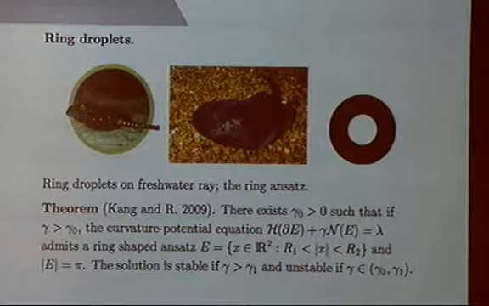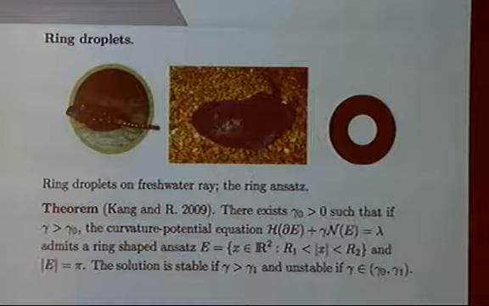The theorem here is that, again, you look at the curvature potential equation in R2. It turns out there is a critical number gamma 0, such that this equation has a solution of this ring shape if and only if gamma is greater than gamma 0. And there's another gamma 1, which is greater than gamma 0, such that if gamma is greater than gamma 1, then you have a stable solution. And if gamma is between gamma 0 and gamma 1, you have an unstable solution.